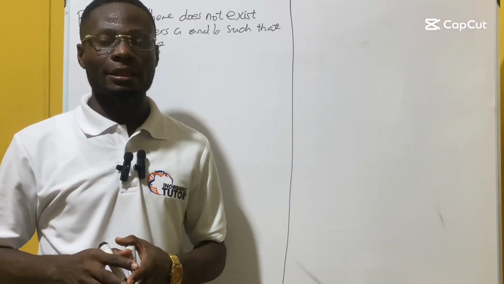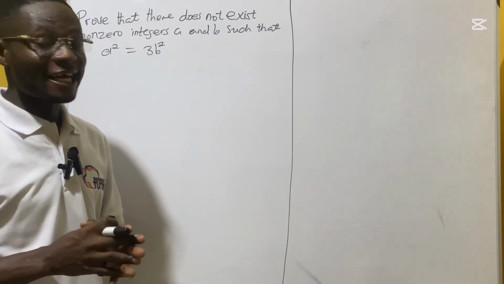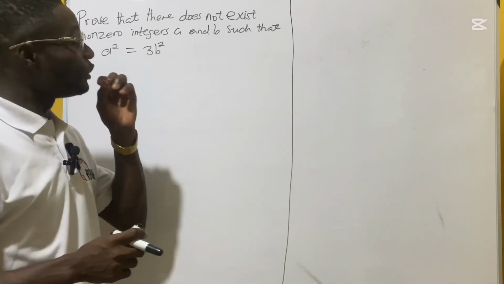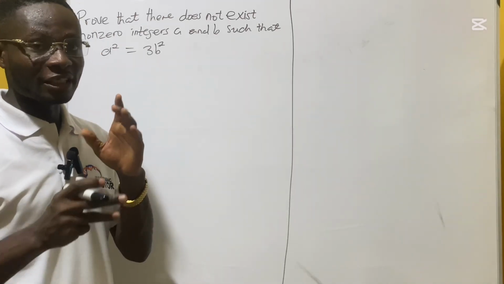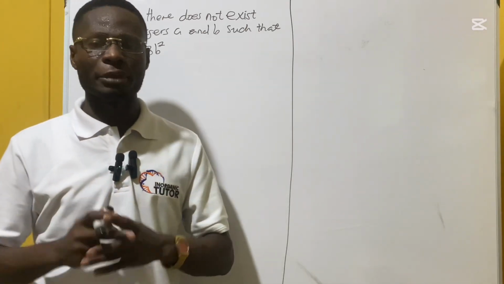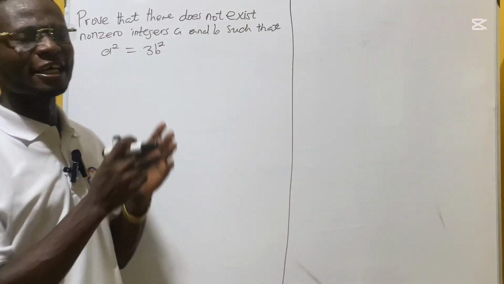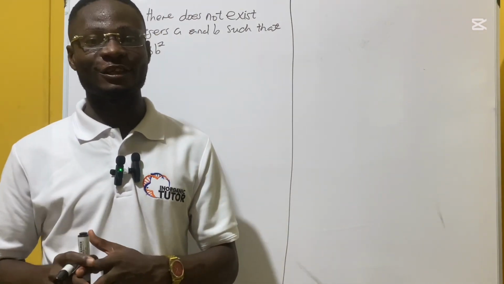Okay, so welcome back. In this video, we are going to talk about how we can prove that there does not exist non-zero integers, for instance, a and b such that a squared is equal to 3b squared. This proof, we are going to go by proof by contradiction, okay?